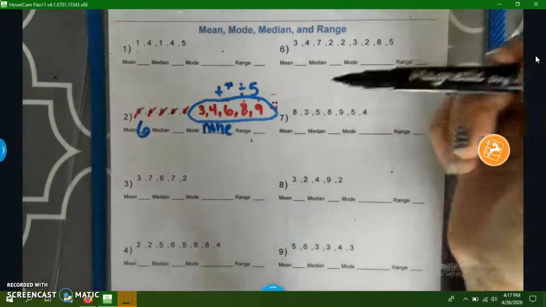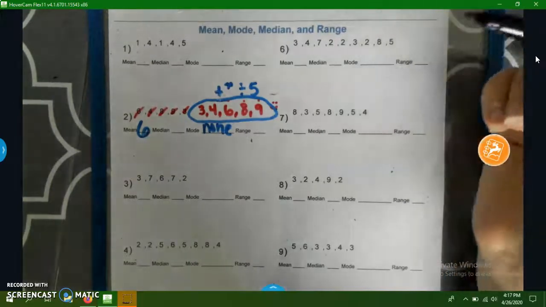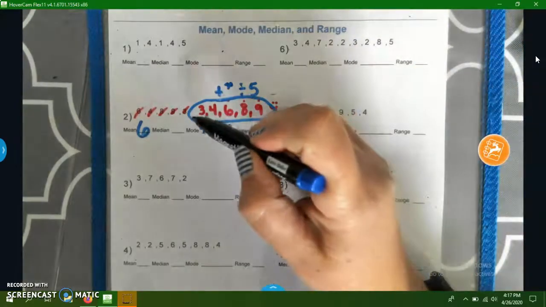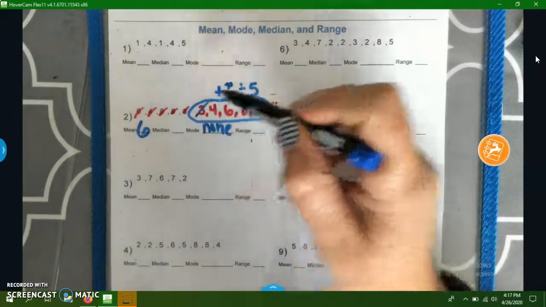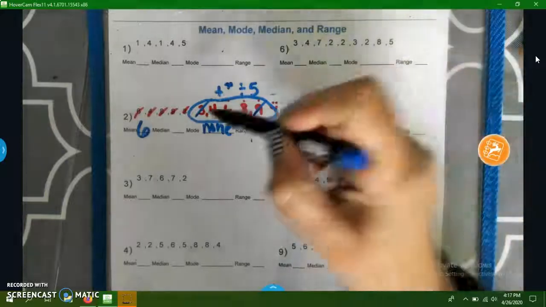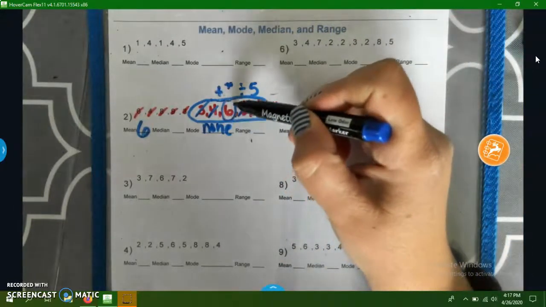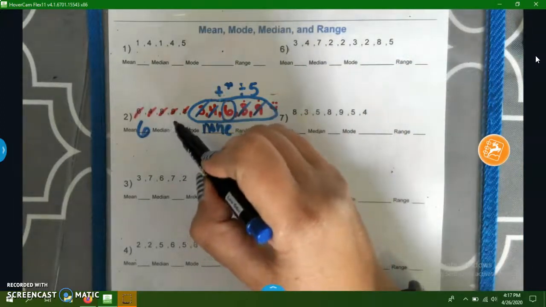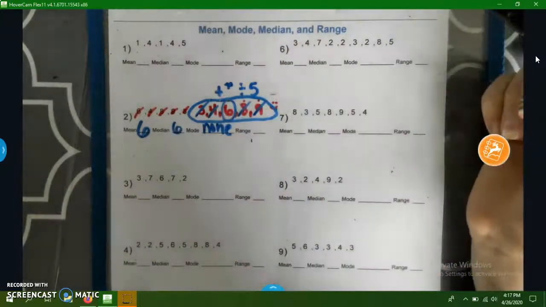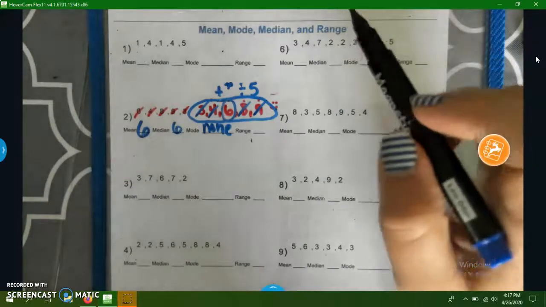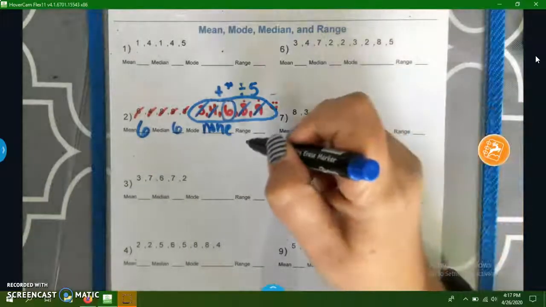Alright, next is the median. How do I find the one in the middle? To find the one in the middle, I'm going to cross off my pairs. 3 and 9 are a pair, 4 and 8 are a pair, and since there's only one oddball left in the middle, then he is my median. He's the number directly in the middle. 6.